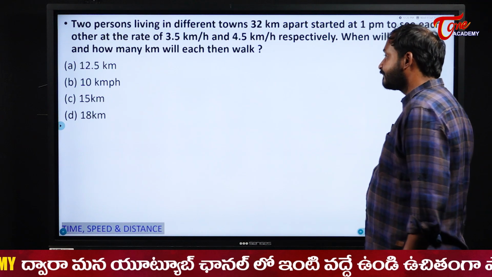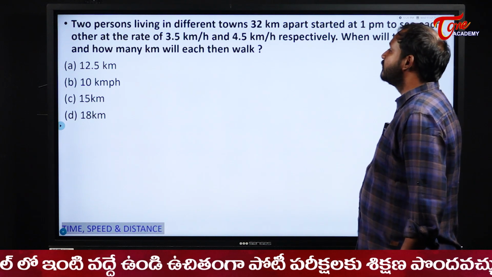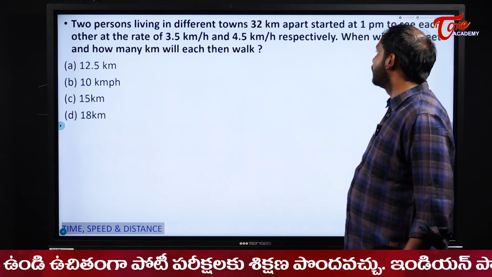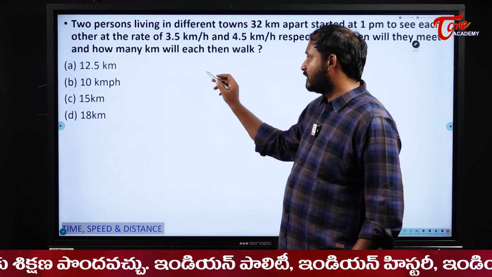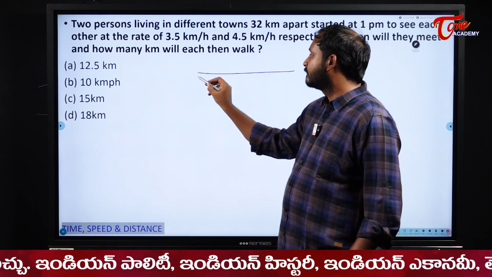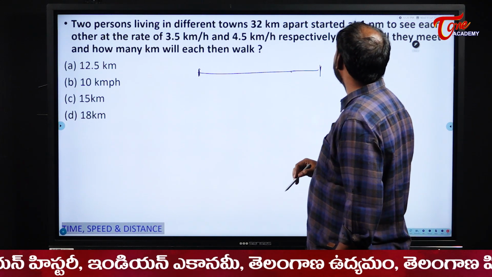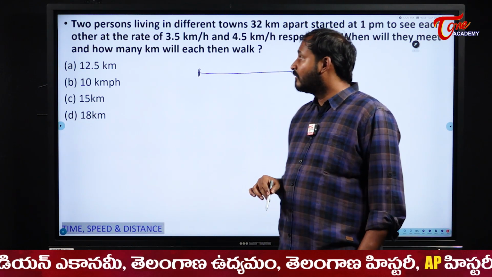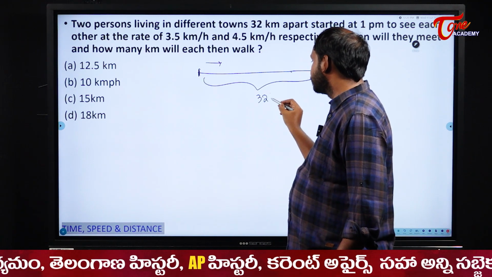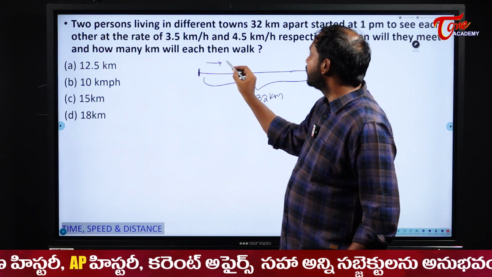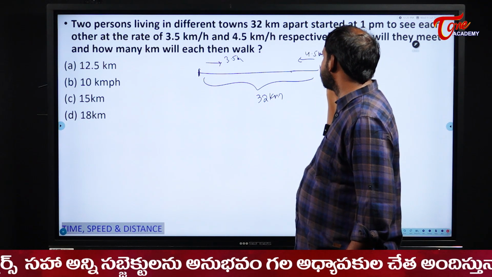Next one. Two persons living in different towns, 32 kilometers apart, started at 1 p.m. to meet each other at the rate of 3.5 kmph and 4.5 kmph. When will they meet, and how many kilometers will each then walk? The distance between the two is 32 kilometers, and one is moving with a speed of 3.5 kmph and the other with a speed of 4.5 kmph.